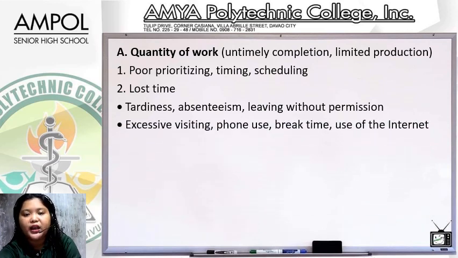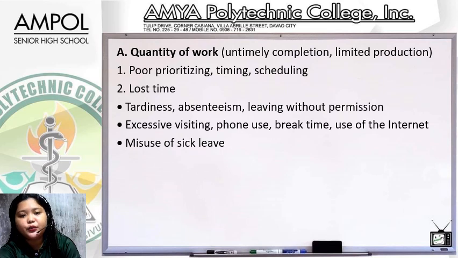And then we have the excessive visiting, phone use, break time, use of the internet. So, usually itong sa break time, masosobraan yung mga workers eh. Hindi nila mababantayan yung tamang oras. And that's the reason ma-extend yung time nila. So, makulang na yung time for their works.